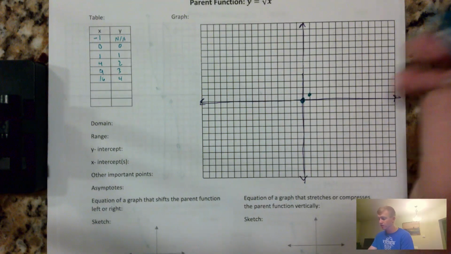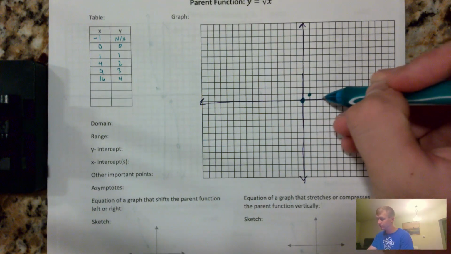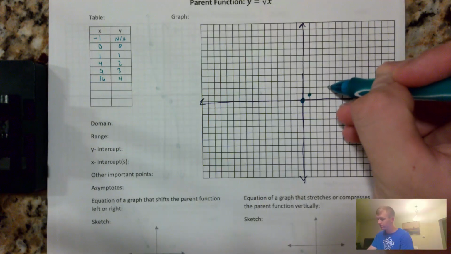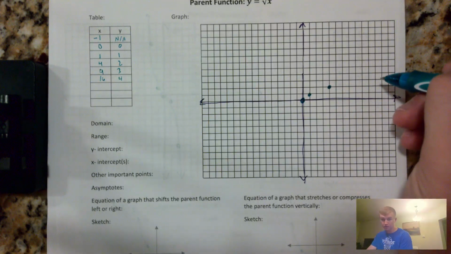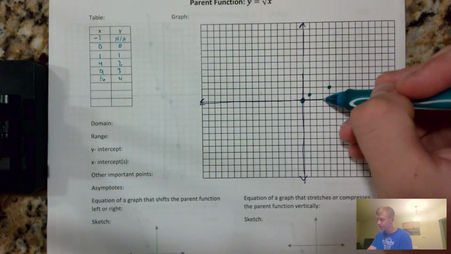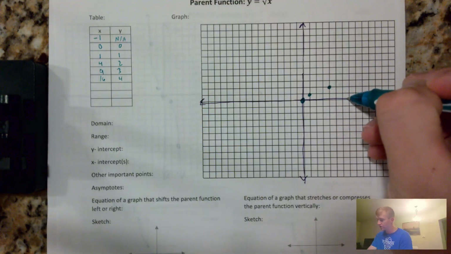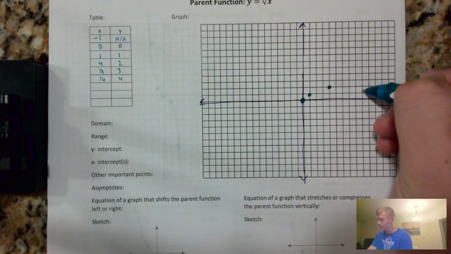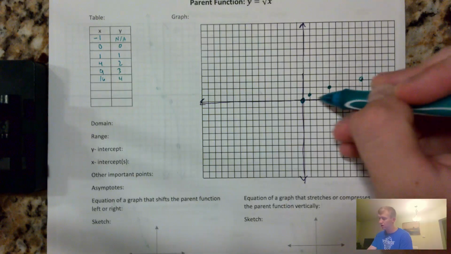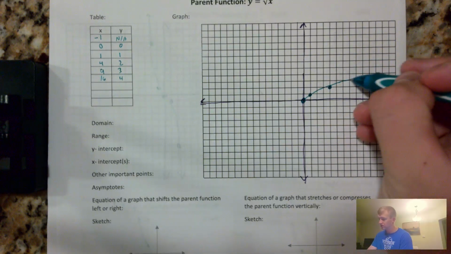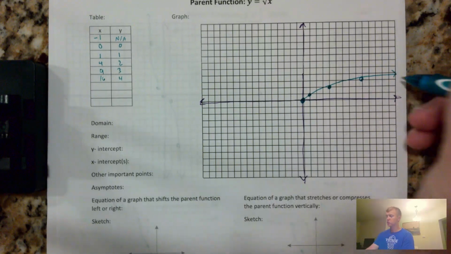And then next one, over 4 up 2. 2, 3, 4, up 2. And then the other one, over 9 up 3. So I'm just going to put that on here. 3, 6, 9. Oh, 6, 7, 8, 9. And then up 3. So 1, 2, 3. And as you can see, now it's going up at a much slower rate.